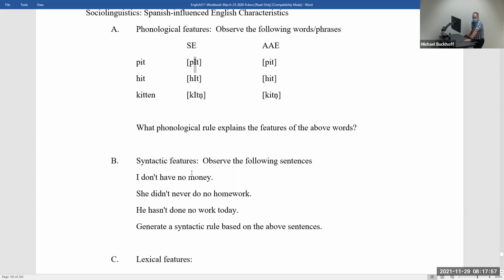Jane Austen did that too. She would say, "The party was not without its pleasures." There you go. "They never do no homework." "He hasn't done no work." So you can see that you have the double negatives here.